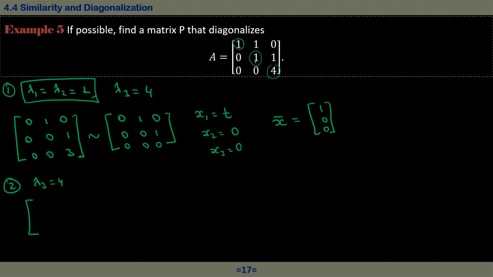Here we have 1 minus 4, 1 minus 4. So here we have minus 3, 1, 0, 0, 1 minus 4, minus 3, 1. And here we have 0, 0, 4 minus 3, that's equal to 1. So if you reduce this to reduced row echelon form, we will have something like this. Multiply the first row by minus 1 over 3. Here we have 1, minus 1 over 3, 0. The same thing: 1, minus 1 over 3, and 0, 0, 1.